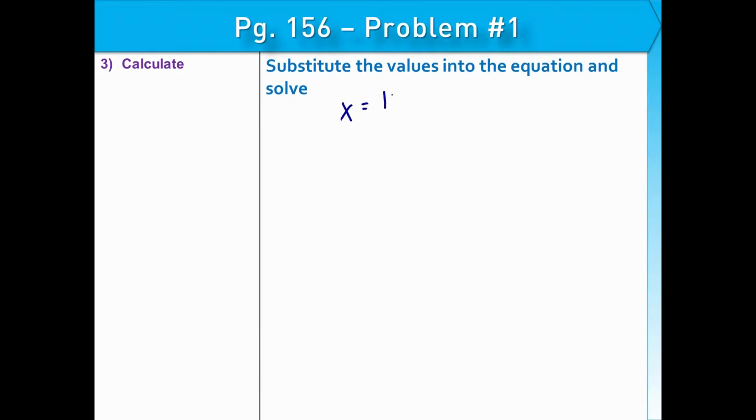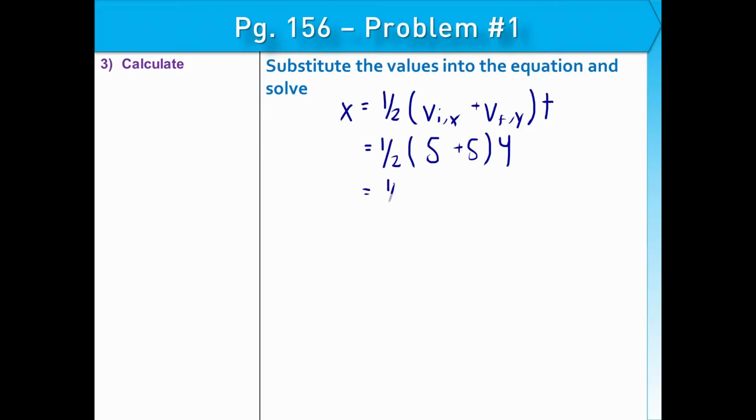So I'll go ahead and rewrite the equation one more time. 1/2 times initial velocity in x plus final velocity in x times time. I'll go ahead and plug in our values. So 1/2 times 5 plus 5 times 4. I'll go ahead and add the 5's together. That gives me 10 times 4. 1/2 times 10 gives me 5 times 4. And then 5 times 4 is 20 then. Because it's displacement, we know the units for displacement is going to be meters. And that is our answer.